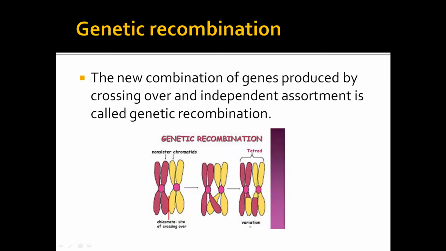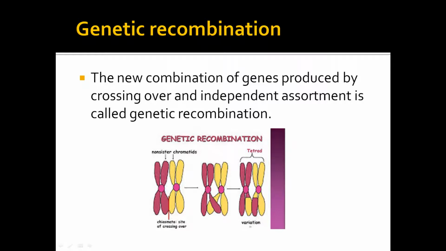As you can see here, the definition is: a new combination of genes produced by crossing over and independent assortment is called genetic recombination. So basically, once again, we have on this picture homologous chromosomes. It's a pair of chromosomes, one from your father and one from your mother. The crossing over happens, try to remember, we studied it while doing meiosis 1. So in prophase 1, crossing over happens.